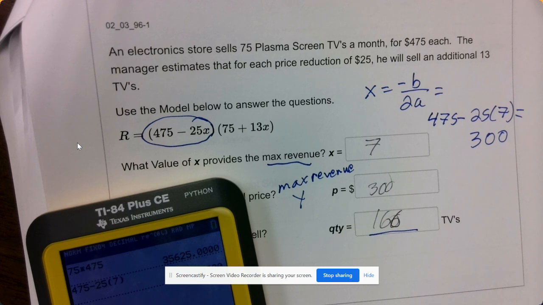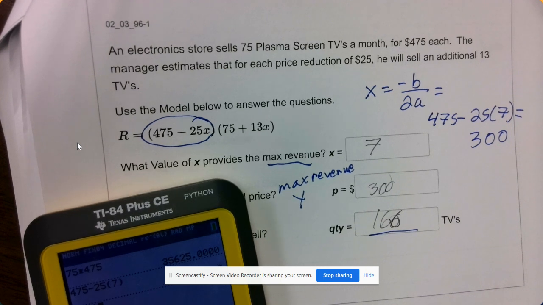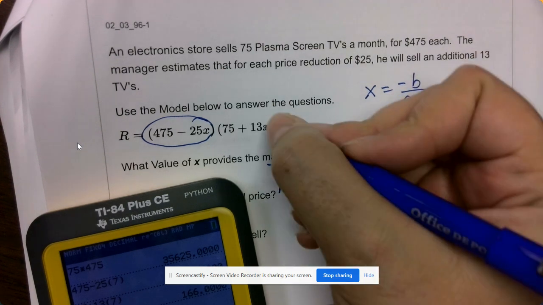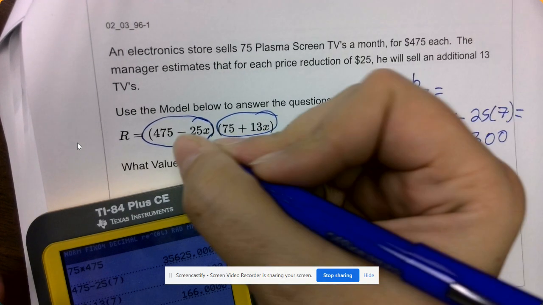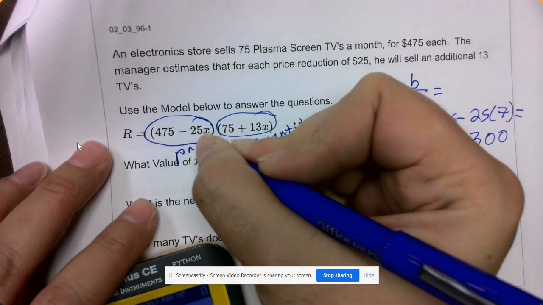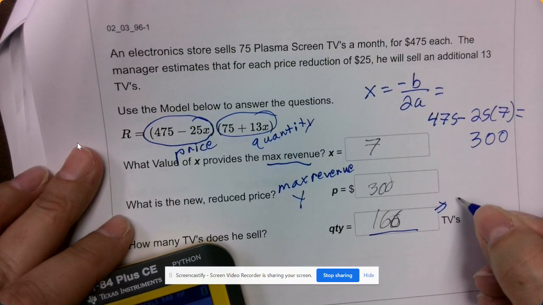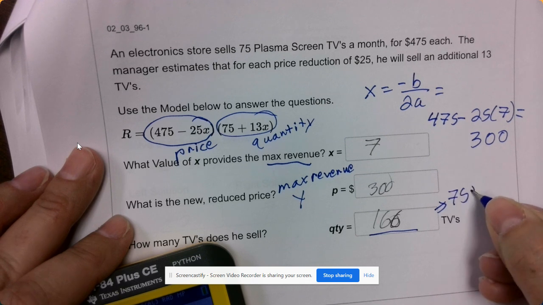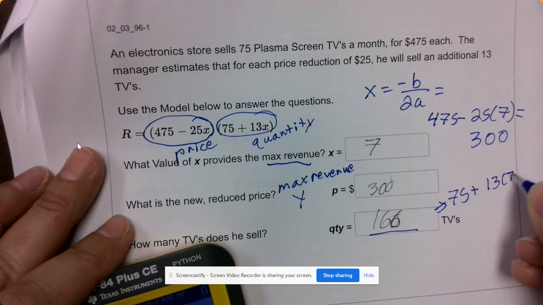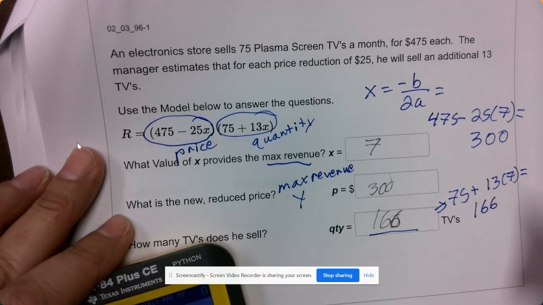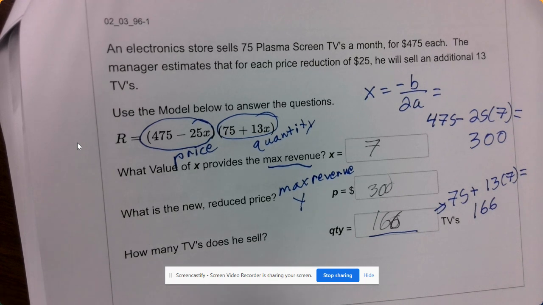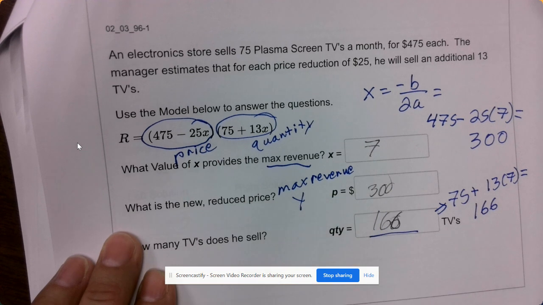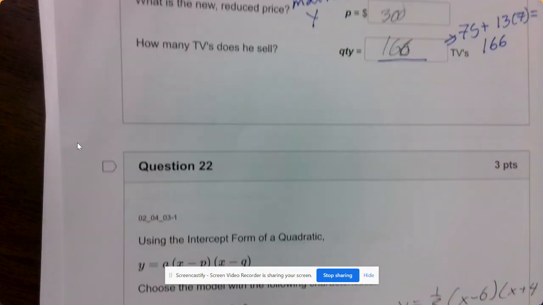Same thing with the quantity, so 75 plus 13 times 7. So this one, everybody, is going to be the quantity. This is the price. So then we do 75 plus 13 times 7 does give us 166 TVs. Okay. So this is quantity, this is price. Okay, use the intercept form of the quadratic.